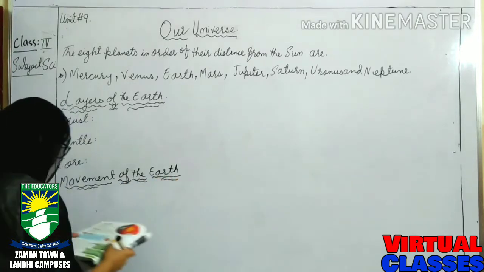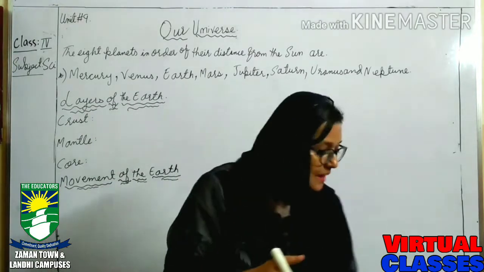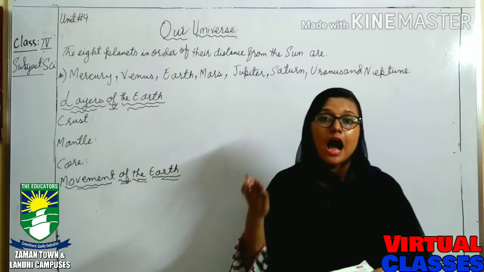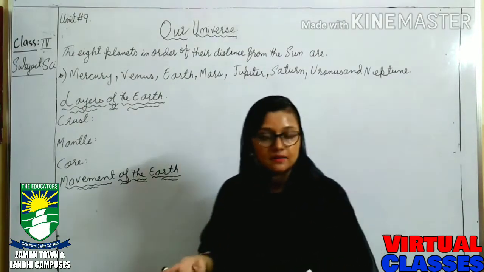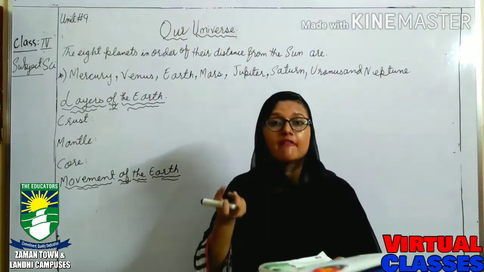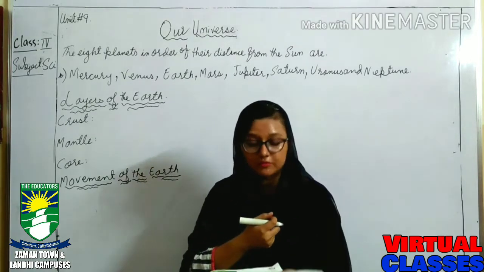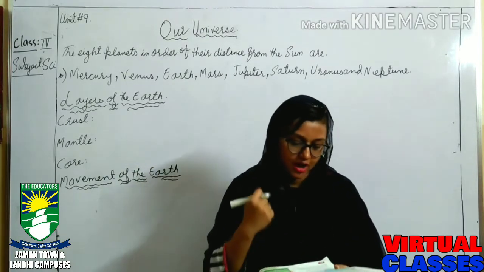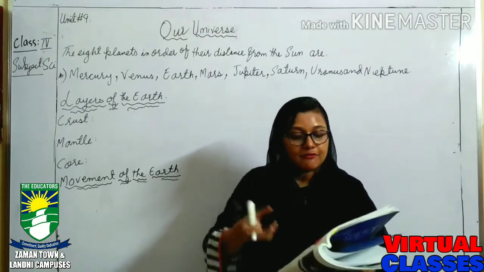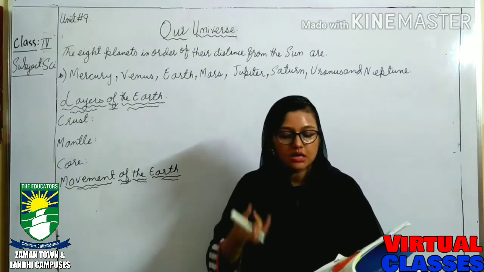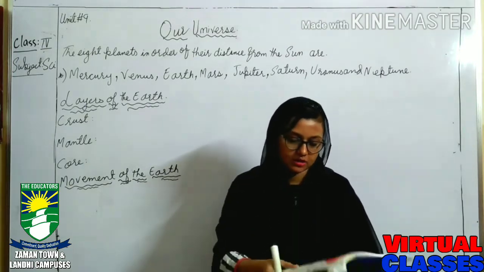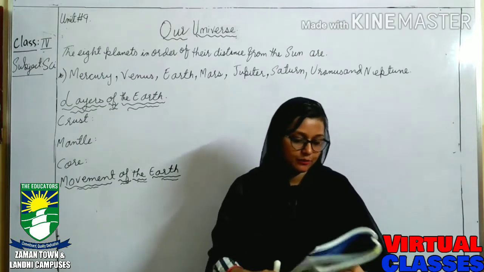Movement of the earth. Now each planet moves around the sun along a fixed path. This movement is called revolution. And the fixed path is called the orbit. Now turn to page number 81.